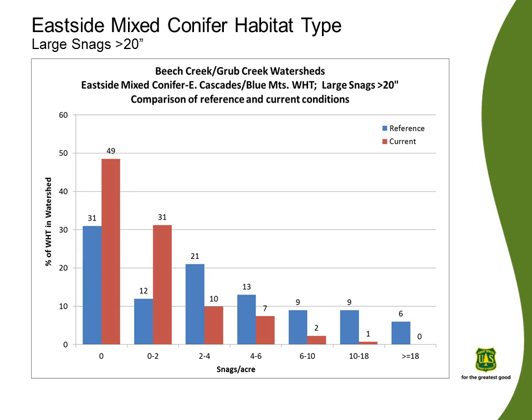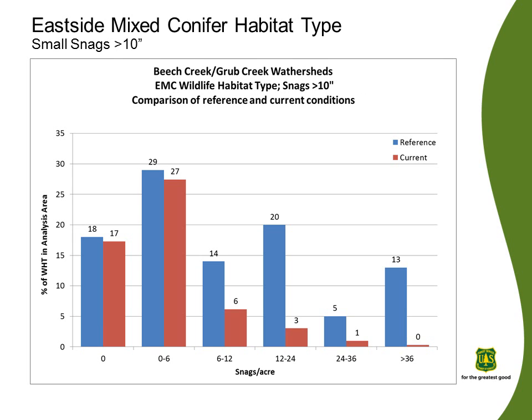For the east side mixed conifer habitat type, it's a little bit different. This is for large snags greater than 20 inches, and there's quite a deficit of snags on the landscape in this habitat type. And for smaller snags, those greater than 10 inches, once again, we're in deficit in this habitat type.